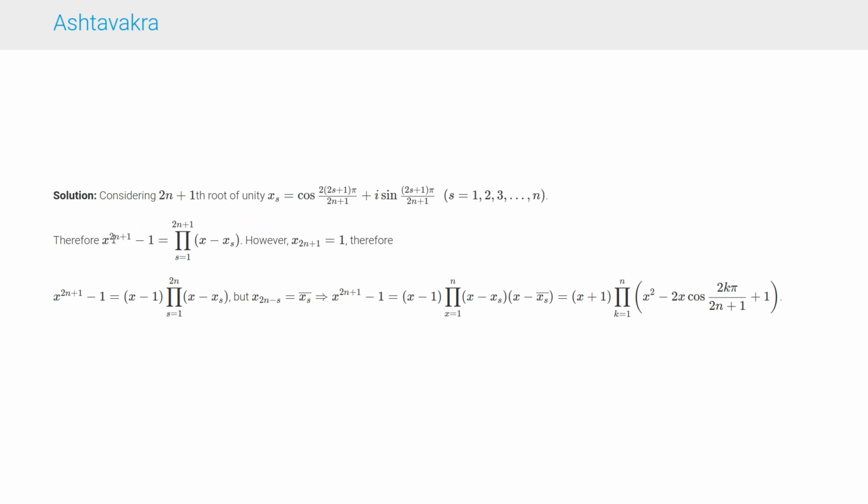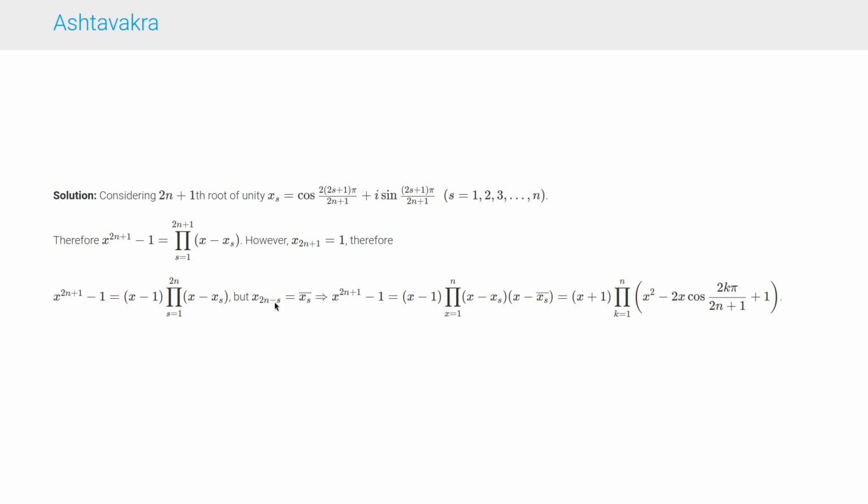Now x to the power 2n minus 1 is equal to the product from s is equal to 1 to 2n plus 1 of x minus xs. However, x to the power 2n plus 1 is equal to 1. Therefore, we can write x to the power 2n plus 1 minus 1 is equal to x minus 1 into the product from s is equal to 1 to 2n of x minus xs.